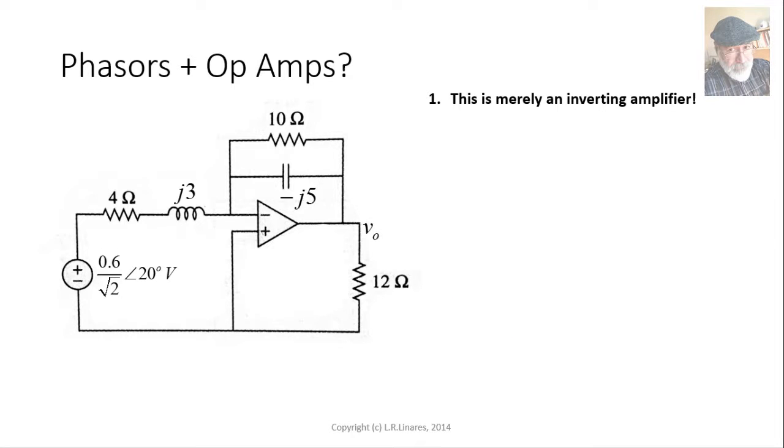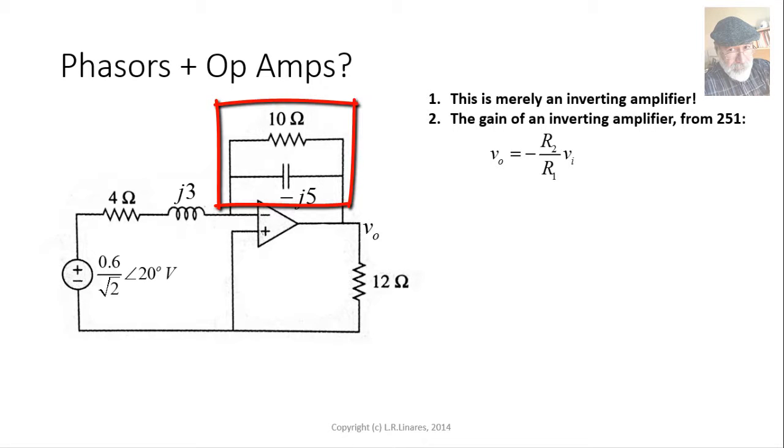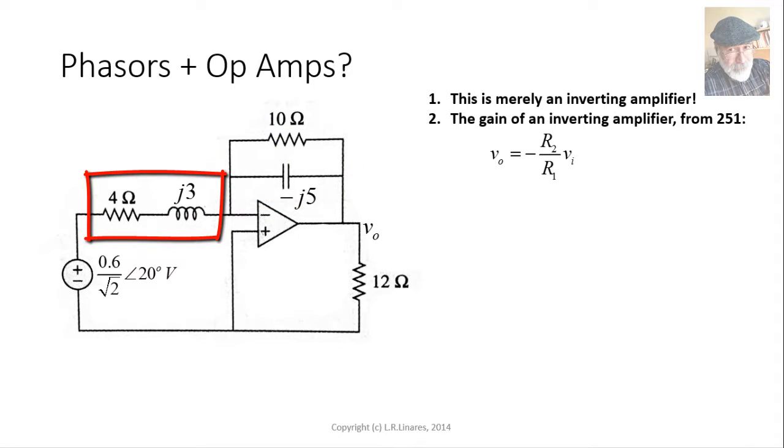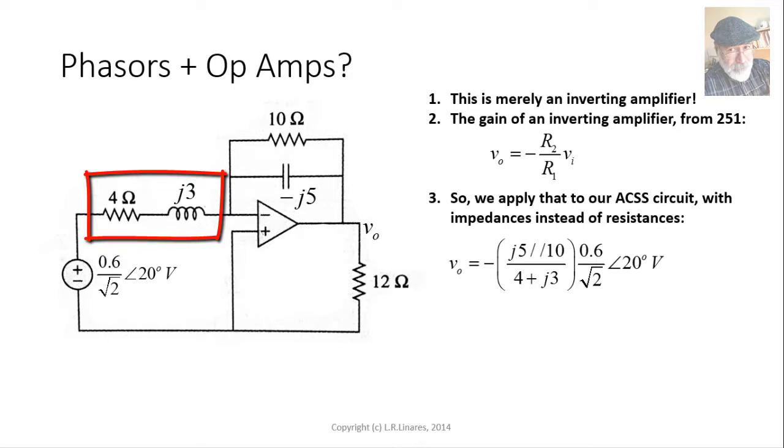Well, this is merely an inverting amplifier like the ones we saw in EEC 251, and we know the gain of such an amplifier. It is just negative R2 over R1. You say, wait a second, in this case there is no R2 and R1. We have an impedance in the place of R2, and we have another impedance, 4 plus j3, in the place of R1. Fine, we use impedances.